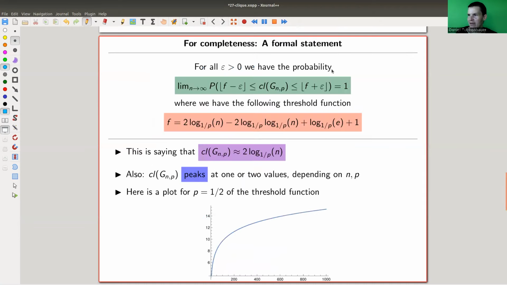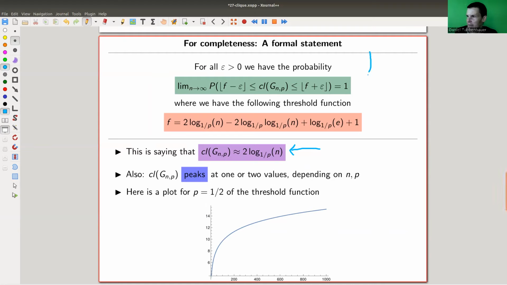The formal statement is a bit annoying. I've written it down here, but essentially it says that the clique number peaks at 1 or 2 values, depending a little bit on n and p. So here I even have a general p. But you can think of it as the clique number being this number, 2 times log base 1 over p of n, which is a very explicit formula. And this number will end somewhere, and then you just go to the next integer. That's essentially what you do.